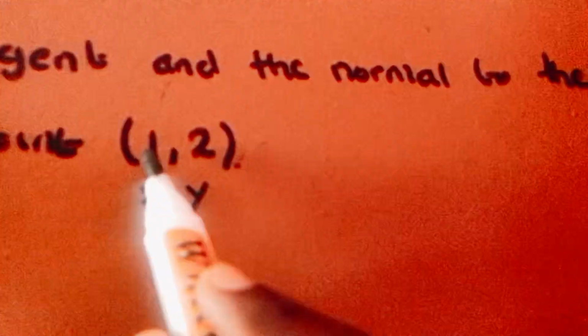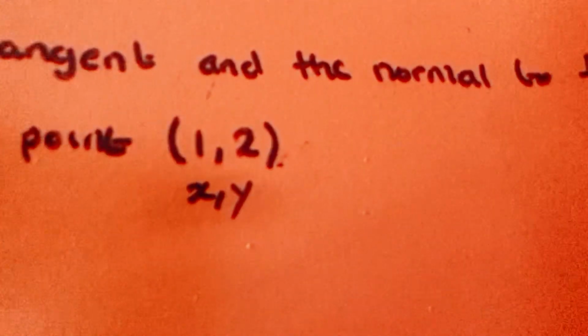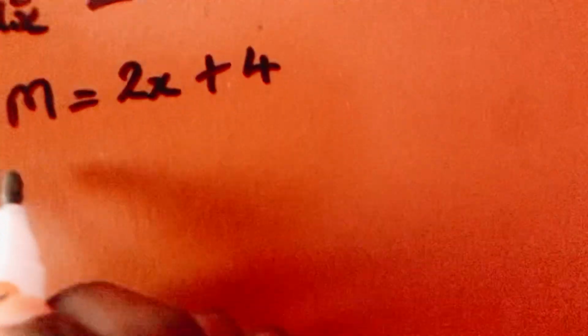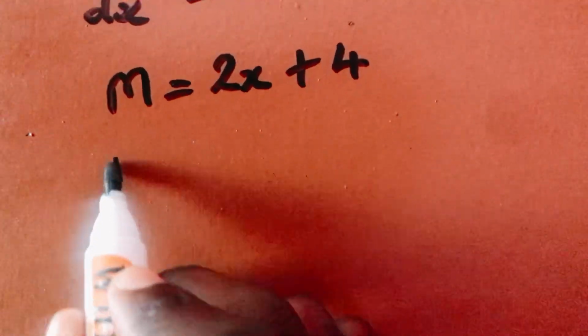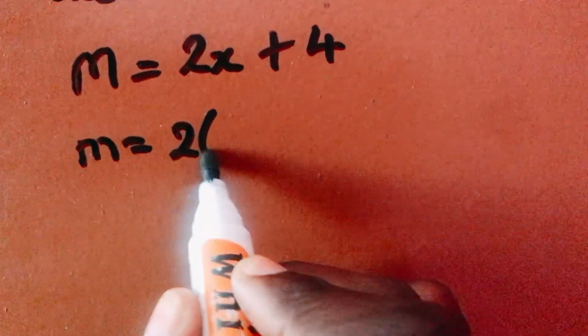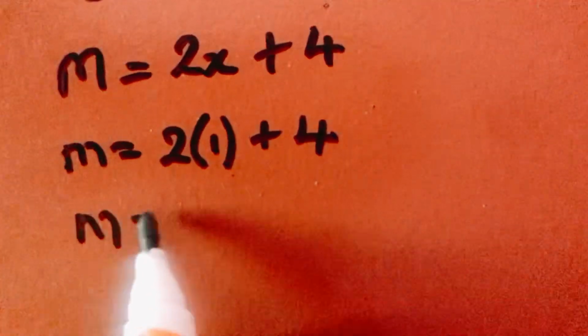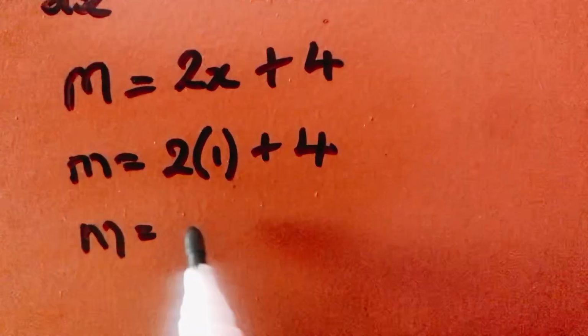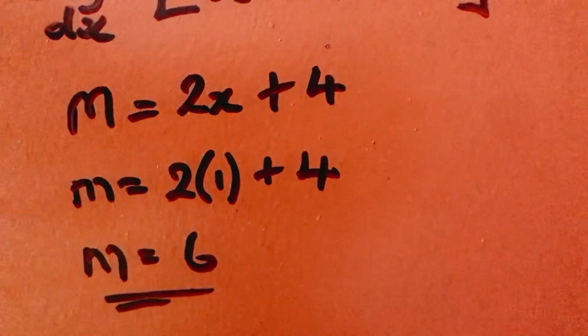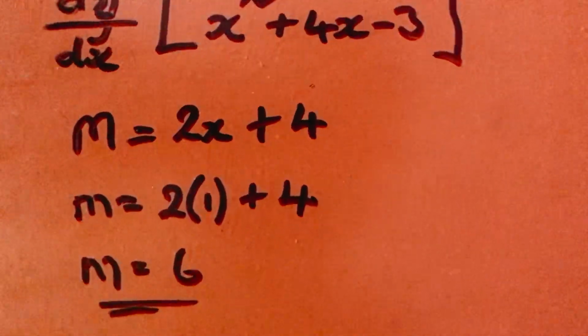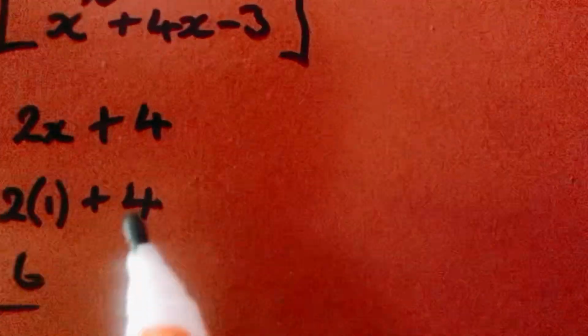Now this expression is going to help us find the gradient. Remember the point we've been given, (1, 2). This is the same as (x, y). 1 corresponds with x and 2 corresponds with y. So where there's x in our expression, we replace it with 1 to find the value of m. So m is equal to 2 times 1, plus 4. Finally, m is equal to 2 plus 4, which is 6. So the gradient is 6 for the tangent.